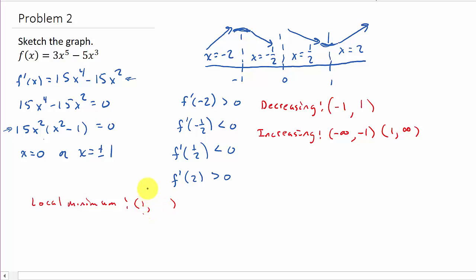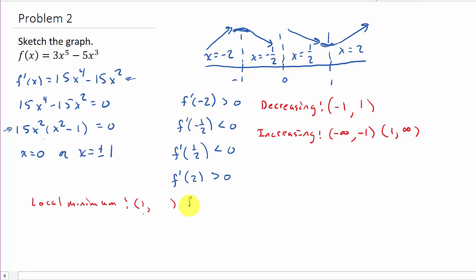Well, you take the x coordinate, you plug it back into the original function. One of the biggest mistakes students make is they'll take that 1 and plug it back into the derivative. You don't do that. You've got an x coordinate, you're looking for a y coordinate, so you have to plug it back into the original function to get your y coordinate.